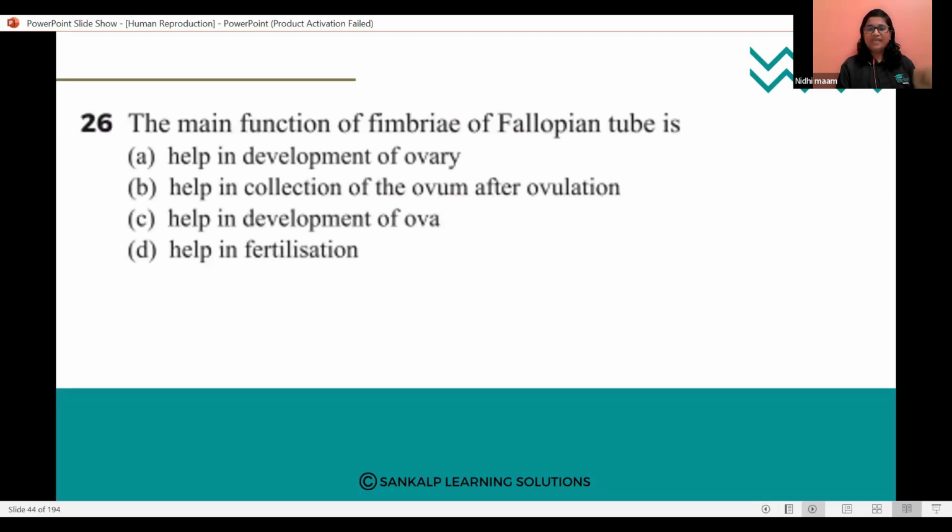The main function of fimbriae of the fallopian tube: what is the function of fimbriae? Help in development of ovary, help in collection of ovum after ovulation, help in development of ova, help in fertilization. Recall the diagram. Then you will easily understand the function of the fimbriae.